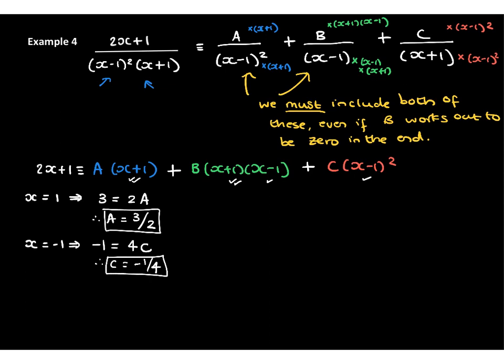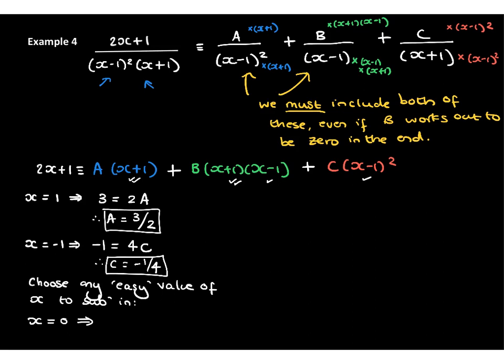What next? There isn't another obvious value of x to substitute in, because there isn't another bracket on its own that I can make equal to 0. So at this point, we just choose any sensible value of x to substitute in. Now, what would be an easy value of x? Well, I would choose x equals 0. That's usually the easiest value to pick.